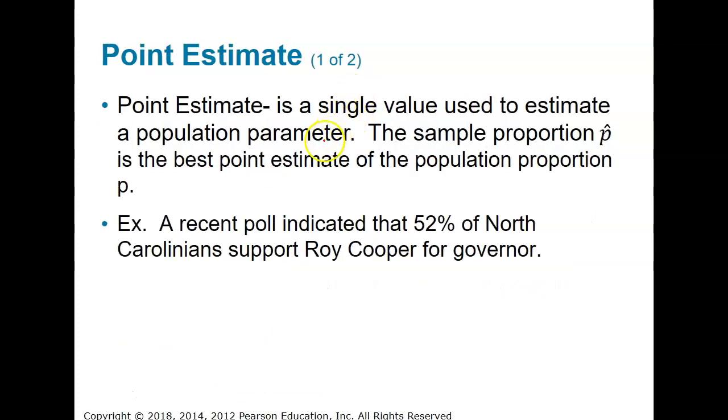The point estimate is a single value used to estimate a population parameter, and in this case, it's p hat. For example, a recent poll indicated that 52% of North Carolinians support Roy Cooper for governor. So our p hat in this case is simply the 52%. Typically, we work with proportions and not percent, so in most cases you'll be converting your percent to a decimal to give your answer.